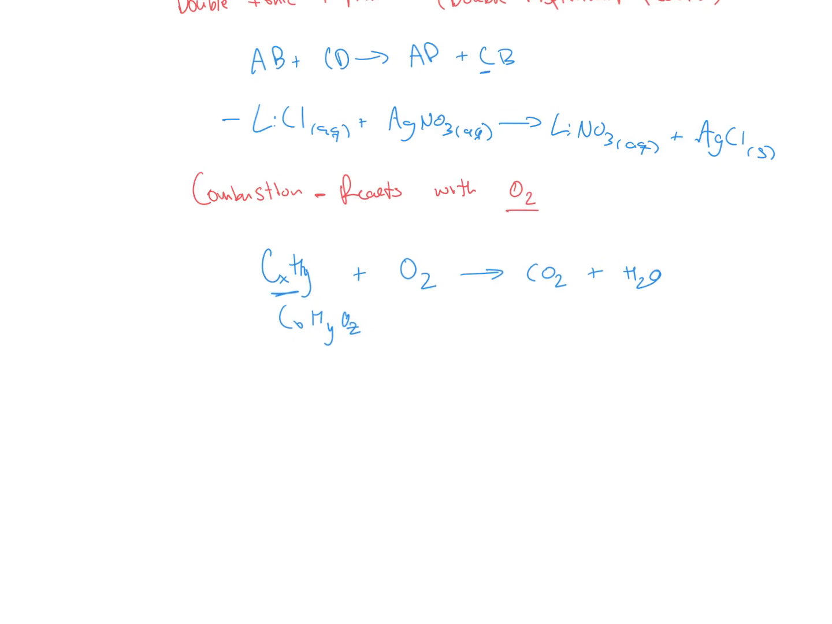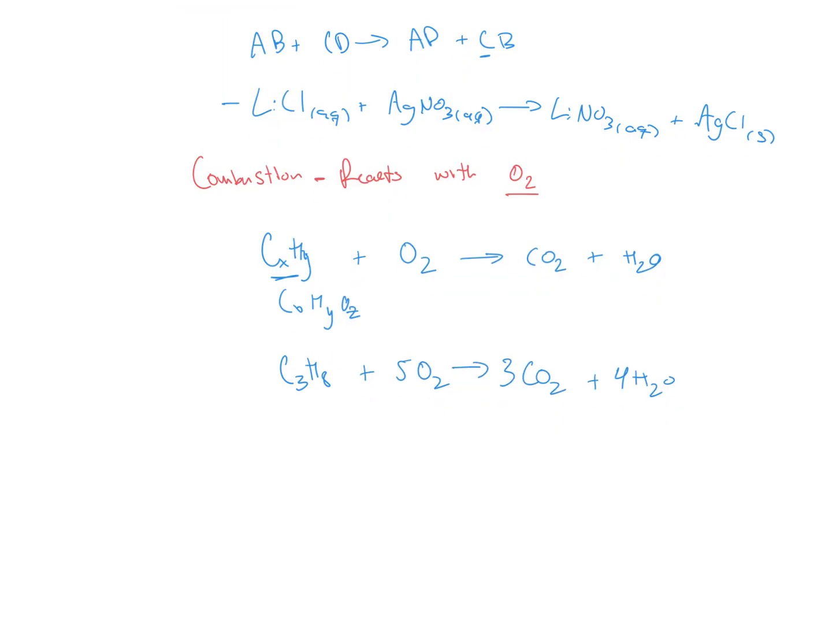So for example, we could have C3H8 plus O2. This reacts to make carbon dioxide plus water. If we want to balance this, of course, we should have 3 CO2 in order to balance off the carbons. We should have 4 H2O in order to balance off the hydrogens. On our right side, we'll have 6 oxygens plus 4 oxygens. That'll be 10, and so we should have 5 O2.